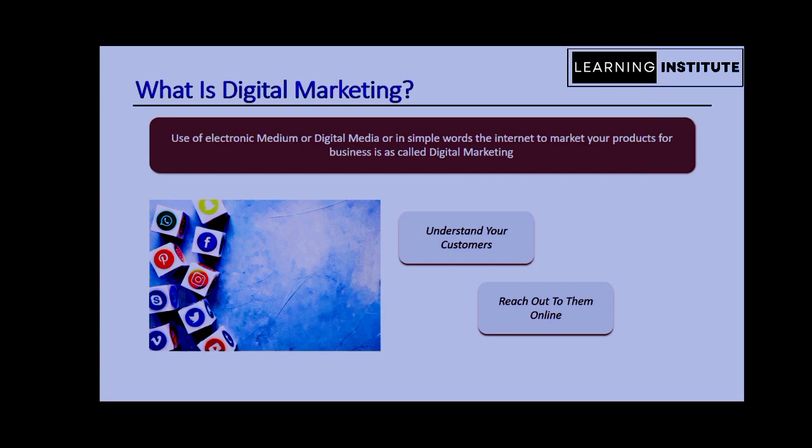It is nothing but the use of electronic media or digital media or the internet, in simple words, to market a particular product. What are the important things that one needs to know when they are planning to go ahead and implement digital marketing? Well, it is the ability to understand your customers as to what those customers would be wanting when you market a particular product. And the other one is to try to reach out to them online.